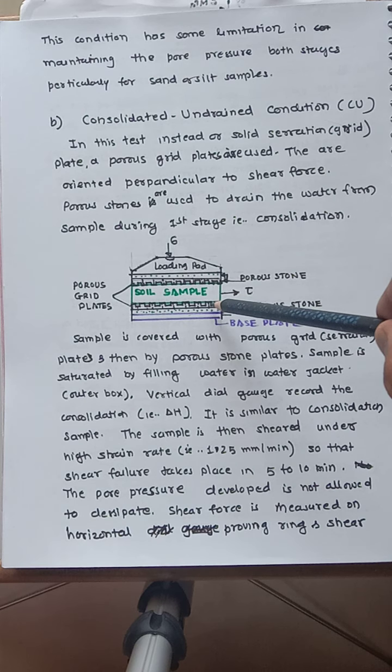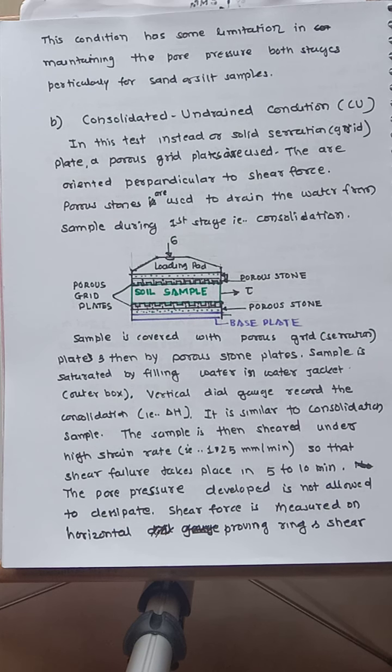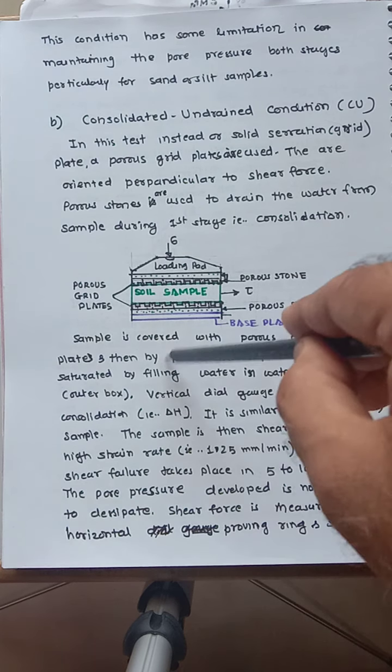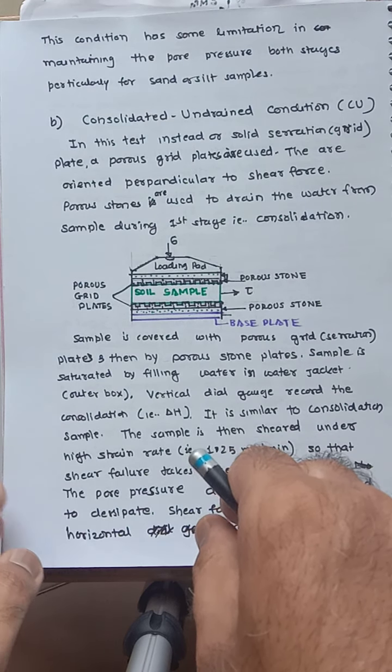The grid plate is porous because water has to pass through the porous stones on both sides and get drained off. So the sample is covered with a porous stone and grid plate. Then it is placed in the water jacket outer box, filled with water, and then the normal load is applied.